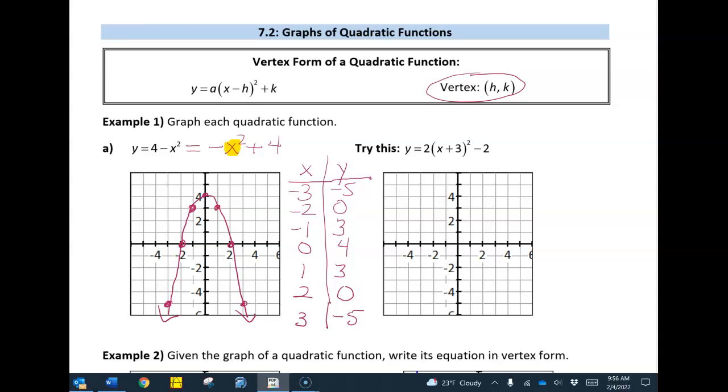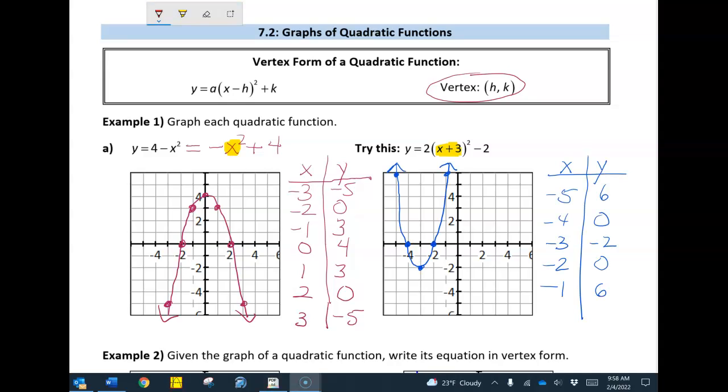All right, try the next one on your own. Before you begin, though, think about this. That thing that's being squared, the x plus 3, what x value will make it 0? That's going to be your vertex. Pause the video while you try this.